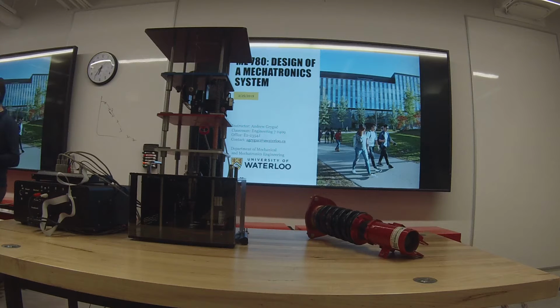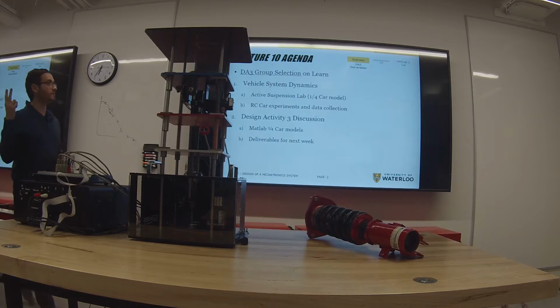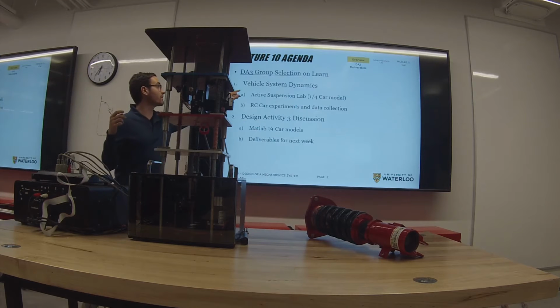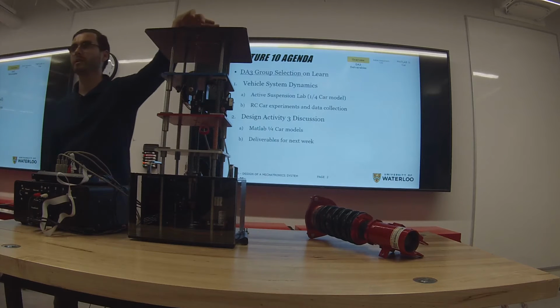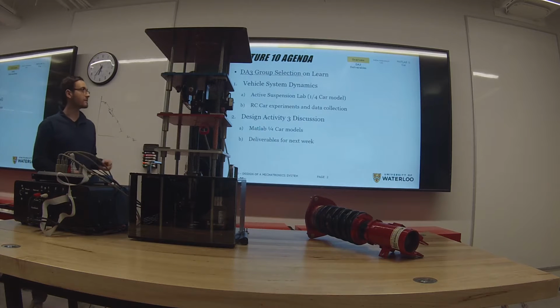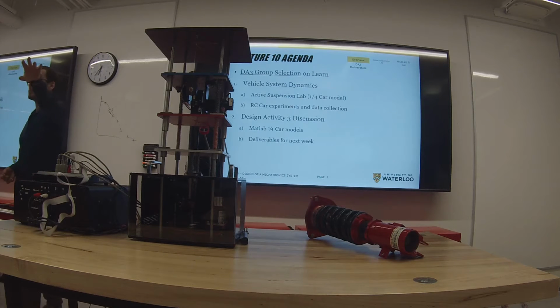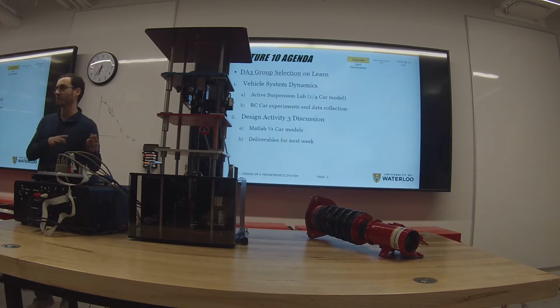But there's a lab demonstration today, just for sake of the agenda. There's two things mainly that we're going to be doing. The first thing is vehicle system dynamics related, obviously. So we're going to be doing an active suspension lab that incorporates this device right here. So I'll talk about that in more detail in a little bit. The second thing is the RC car experiments, which are on that table over there. So the room configuration kind of changed to facilitate these two things.